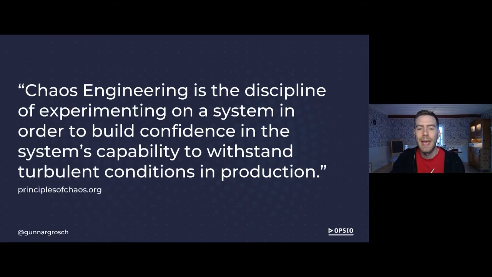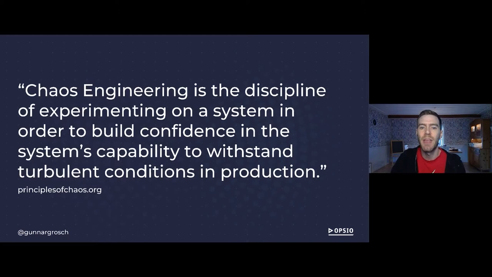And you can't really have a chaos engineering presentation without showing this slide. Principlesofchaos.org is a website released alongside the first book on chaos engineering. Chaos engineering is the discipline of experimenting on a system in order to build confidence in the system's capability to withstand turbulent conditions in production. And reading this shows that it's less about doing things that are chaotic and more about experimenting. The chaos part of chaos engineering is more about what's inherent in the system. There is chaos in every system.